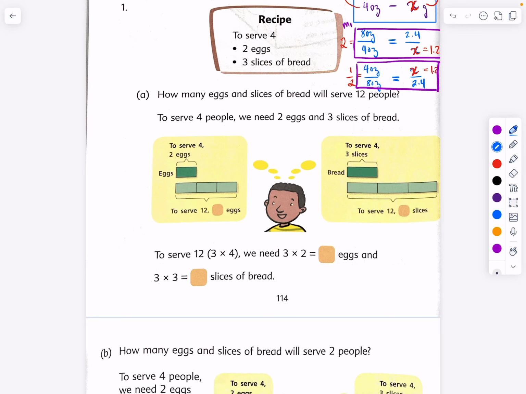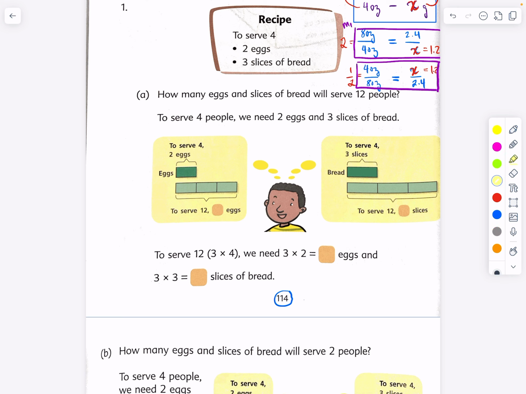Hello, we continue studying proportions. Remember from the previous lesson, proportion is when you tie two ratios together, and those two ratios have to stay proportional to each other. What does that mean? We continue our study of ratios and proportions with page 114.